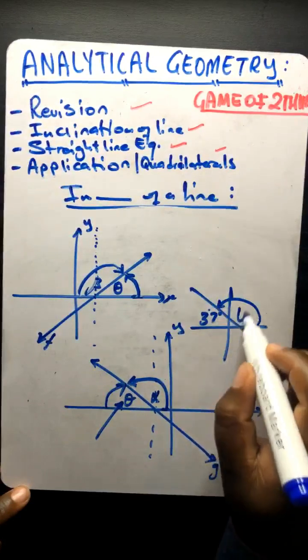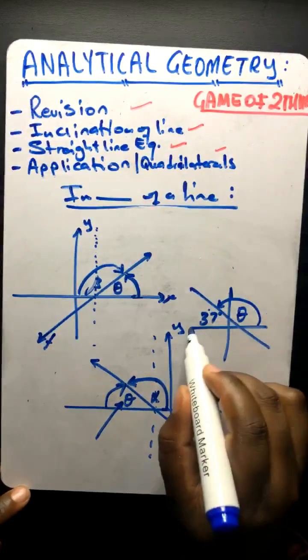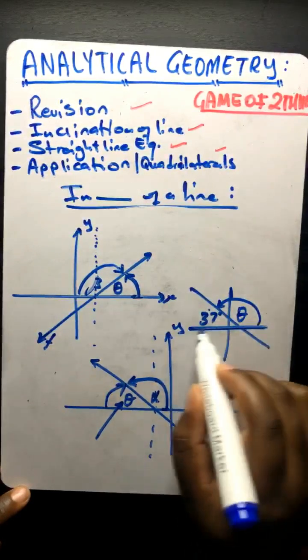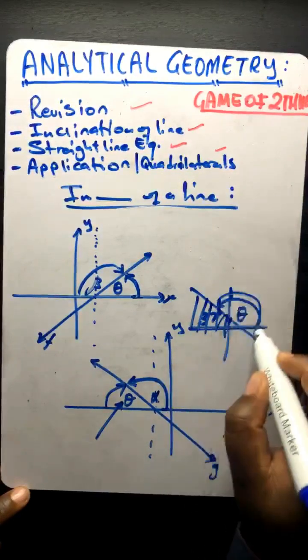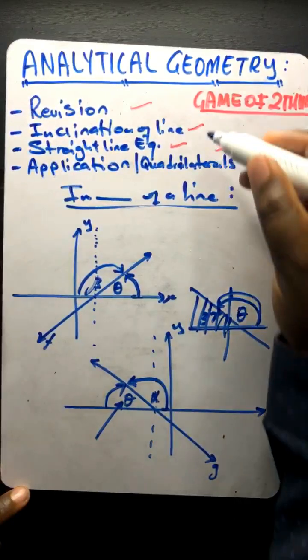So that is why you will say, you know, this is 180. Then you subtract that angle. Whatever remains, it is this portion, which is your angle of inclination.